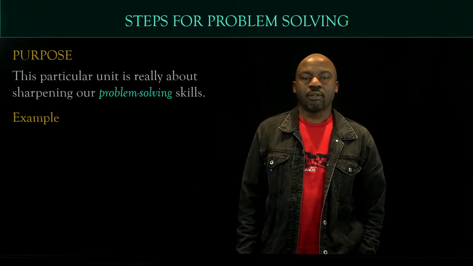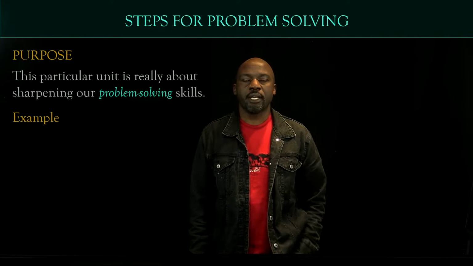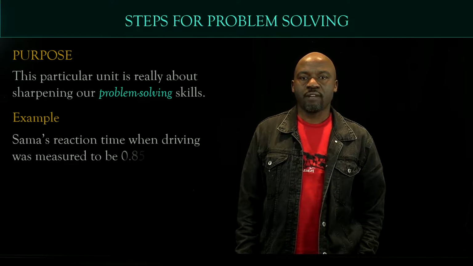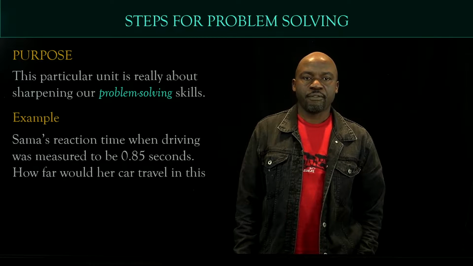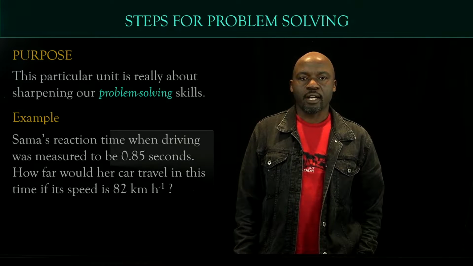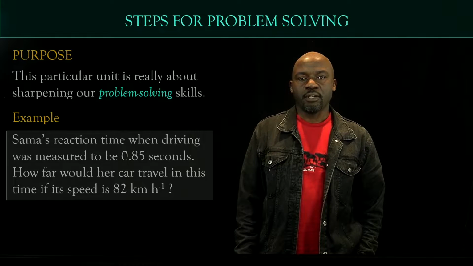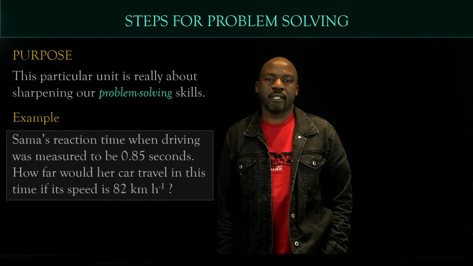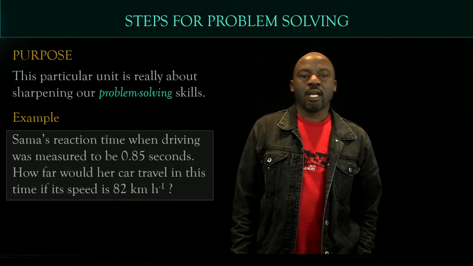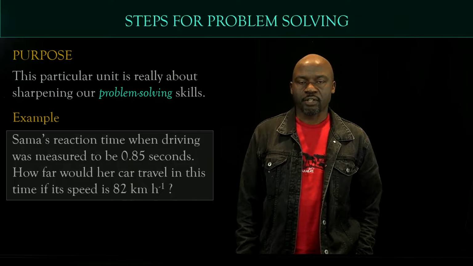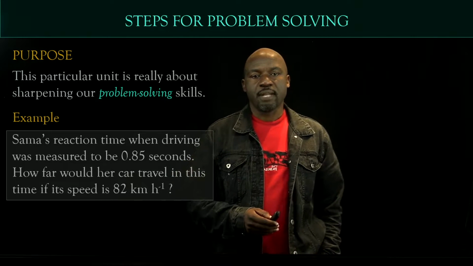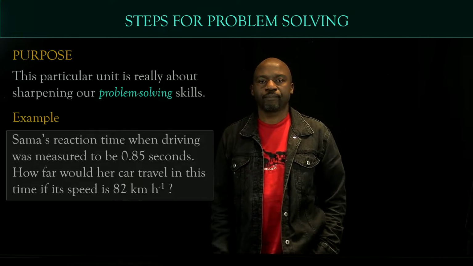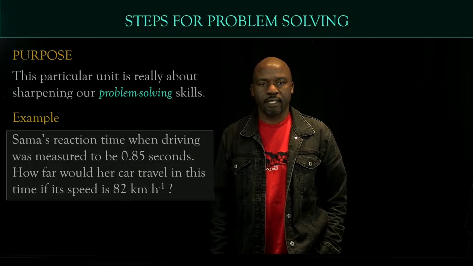All right. So, for example, I want to start this by using an opening problem. Sama's reaction time when driving was measured to be 0.85 seconds. How far would her car travel in this time if the speed of the car is 82 kilometers per hour? Okay, so this is a typical rates problem. But let's understand what exactly we are talking about. So when we want to solve a problem such as this one, what are the steps to follow to successfully arrive at the correct answer?